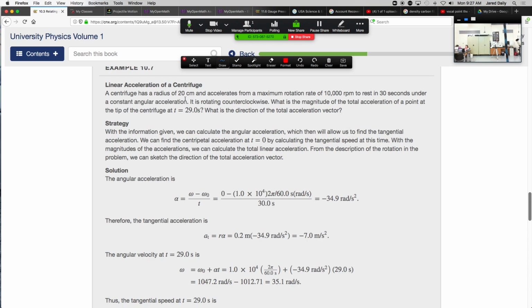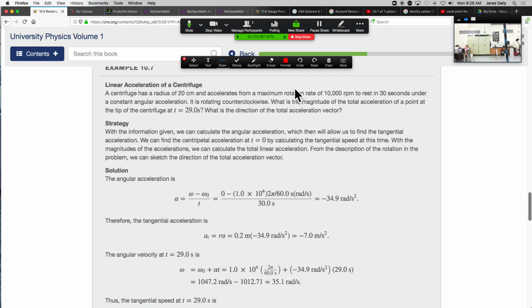So they want to know, it's rotating clockwise. What's the magnitude of the total acceleration of a point at the tip of the centrifuge at t equals 29 seconds? What's the direction of the total acceleration vector? Okay. So what they've given us here, and they've given us a lot of words, but what we really need to do is assign a variable name to each one of these things according to the standard variable name. So the radius, of course, is r.